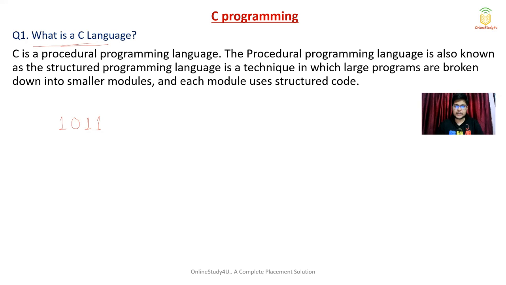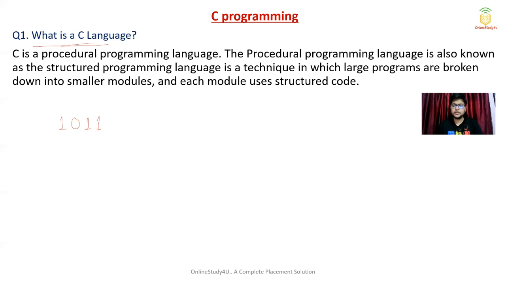C is a procedural programming language. The procedural programming language is also known as the structured programming language, which is a technique in which large programs are broken down into smaller modules and each module uses structured code. Let's understand this. So what is a procedural programming language?